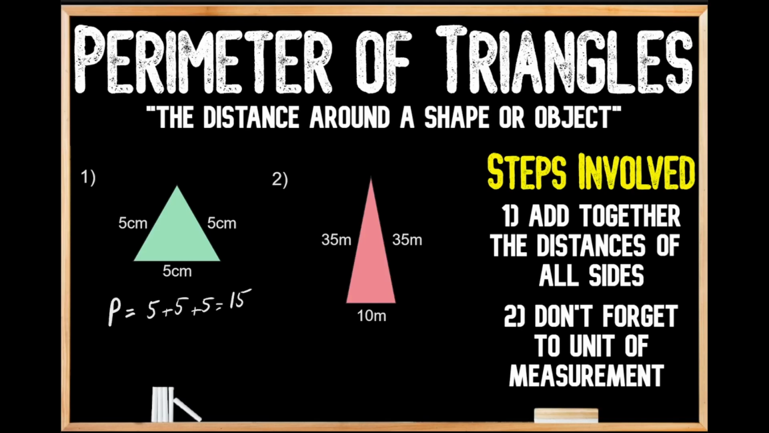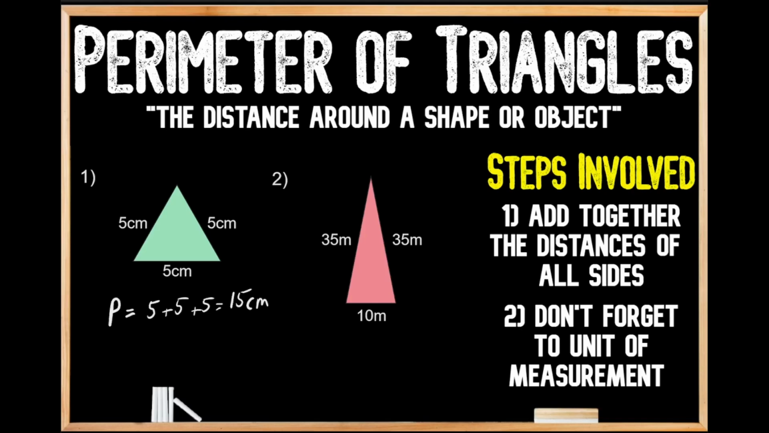But now we're not quite finished here because as we can see in step number 2, we need to make sure that we're including our unit of measurement, which we can see up above is centimeters. So the distance around this green triangle, or the perimeter, is 15 centimeters.